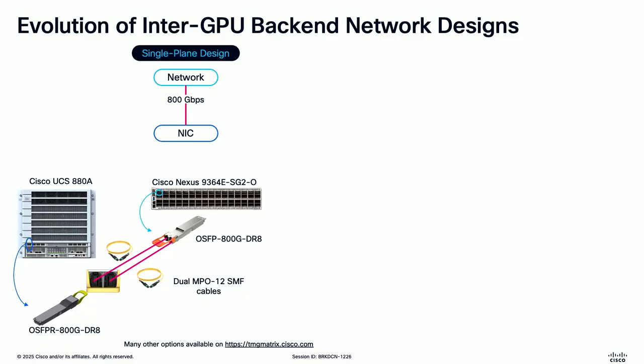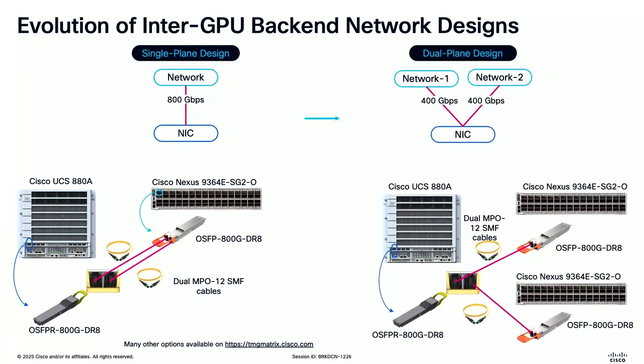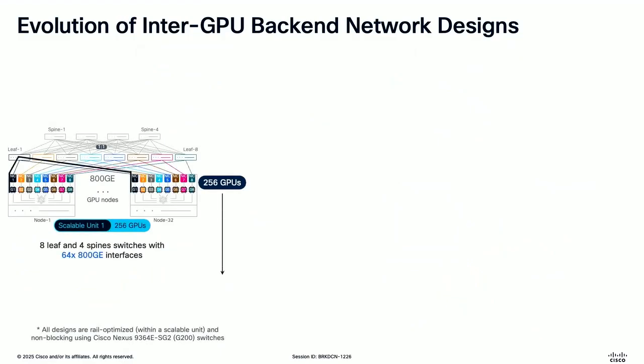What we are seeing now as an evolution is a multi-plane design. We take 1 cable to 1 switch and another cable to another switch. Instead of sending 800 gig of traffic to the same switch port, we send 400 gig of traffic on 1 port of 1 switch and 400 gig of traffic on a different port on a different switch. Why do we do that? There are a few reasons.